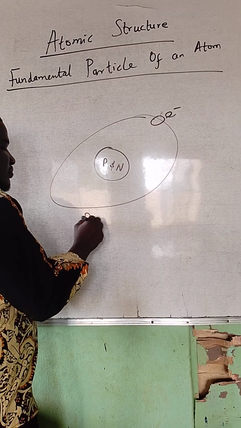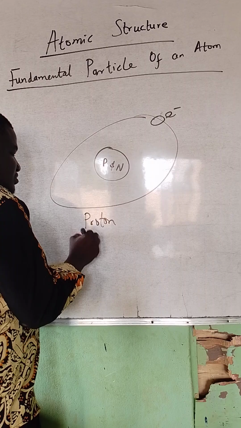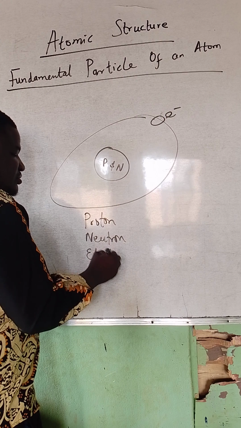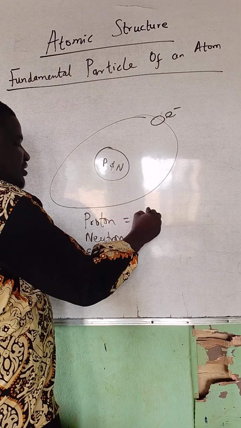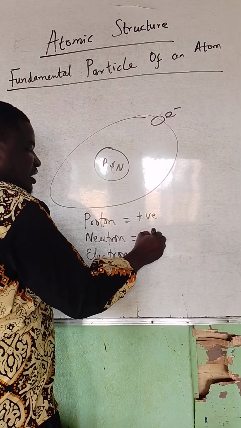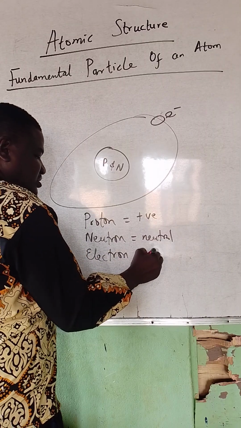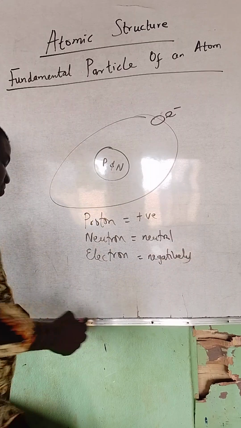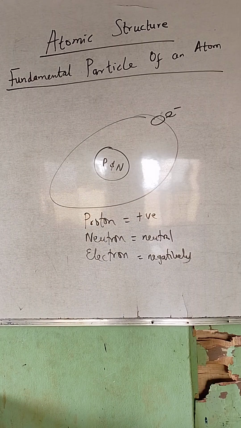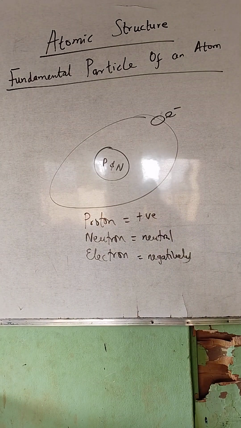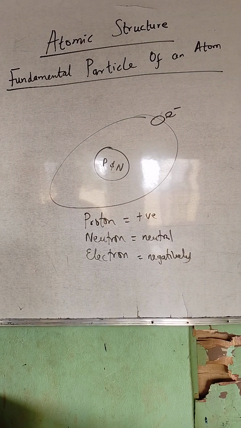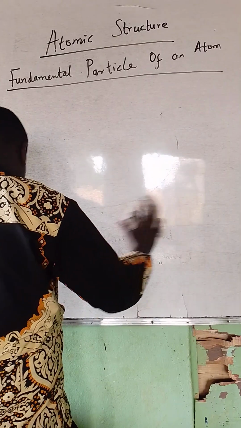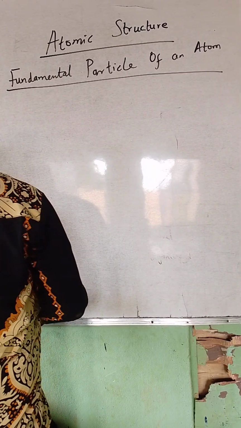We have the proton, we have the neutron, and we have the what? The electron. The proton is positively charged, the neutron is neutral, while the electron is negatively charged. The proton and the neutron can be found in the nucleus, while the electron can be found in the shell or orbital.